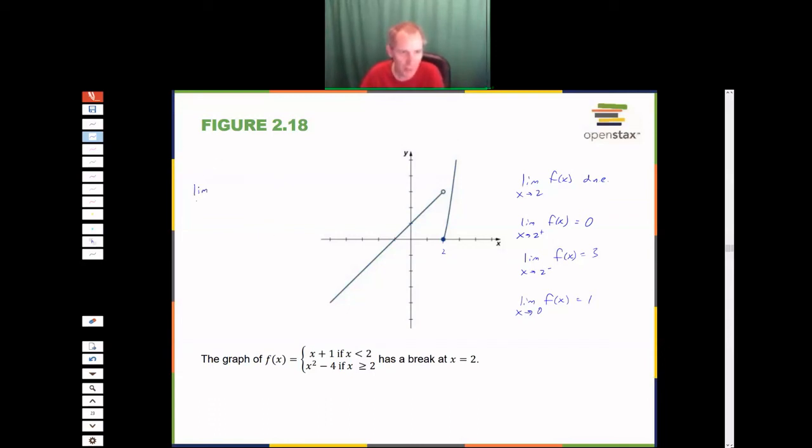Maybe a way to summarize that: the limit as x approaches a of f of x equals L if and only if the left and right limits match. So the limit as x approaches a from the right of f of x equals L, and also the limit as x approaches a from the left of f of x equals L. Another way to think about limits, a criterion for them, is that the left and right sides have to match in order for the limit to exist.